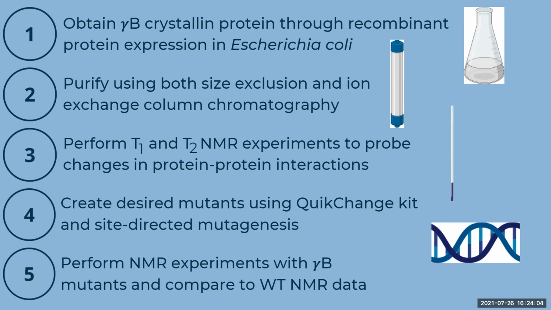Then we will go through steps 1 and 2 again, obtaining it through recombinant protein expression, purifying with size exclusion and ion exchange column chromatography. And then once that's all done, we can perform NMR experiments on our gamma B mutants and then compare that to our wild-type NMR data.